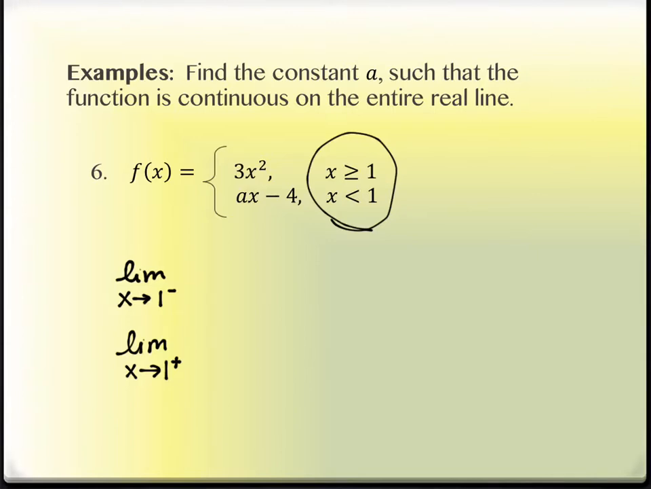So if it's 1 from the left, which of these two parts of the piecewise function am I on? The top one or the bottom one? The bottom. So the bottom one says x is less than 1, right? So from the left means less than 1. So I'm looking at this one in regard to the ax minus 4. And then the limit as x approaches 1 from the right would be the top function, or the top piece of our function, 3x squared.